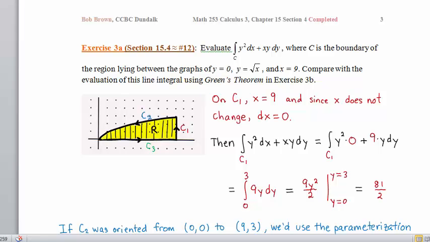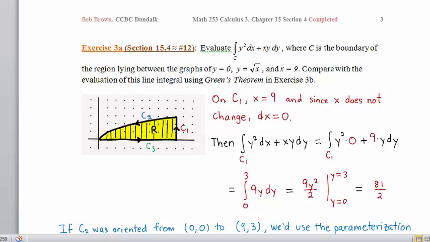Chapter 15, Section 4, Exercises 3a and 3b. We will evaluate the given line integral, first directly, and secondly, in Exercise 3b, by using Green's theorem. In Exercise 3a, I'm simply going to read through the handout that I've already written up.